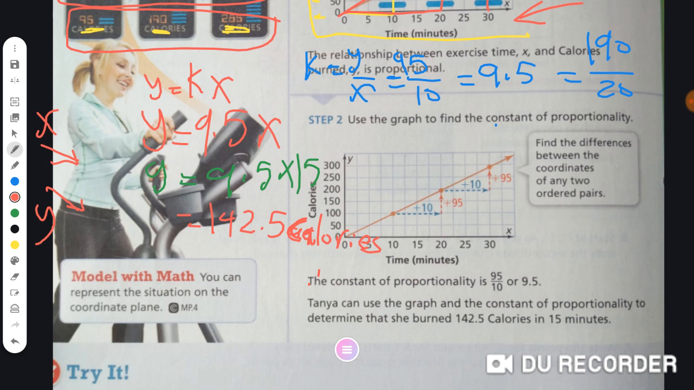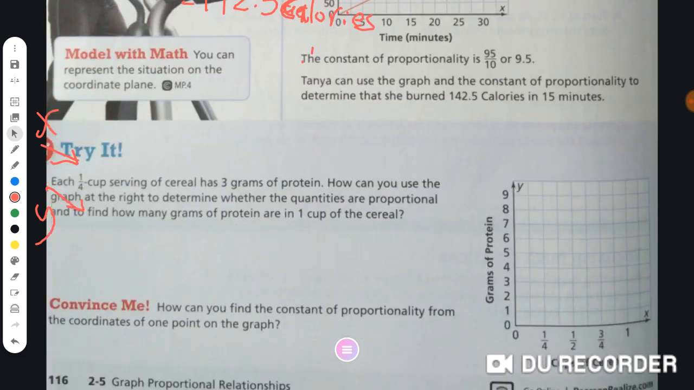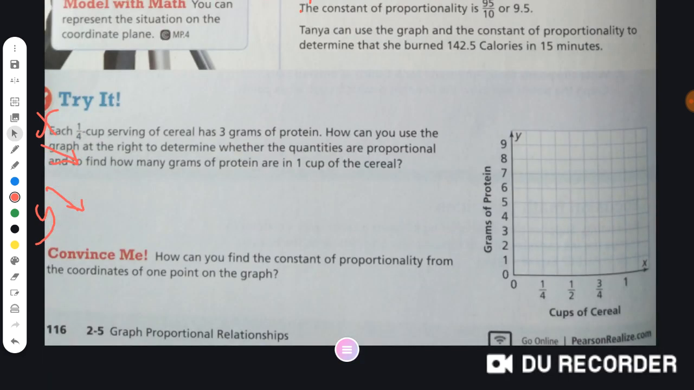Okay, let's practice some unsolved problems. Each 1/4 cup serving of cereal has 3 grams of protein. So how can you use the graph to determine whether the quantities are proportional and to find how many grams of protein are in 1 cup? So he gives me one number. I will take it from the graph, by the way.